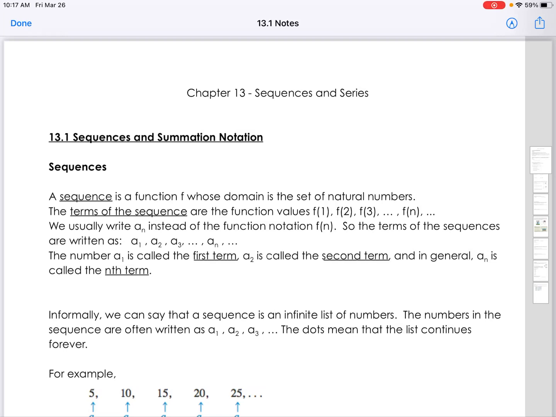13.1 Sequences and Summation Notation. A sequence is a function f whose domain is the set of natural numbers. The terms of the sequence are the function values f of 1, f of 2, f of 3, all the way until f of n.